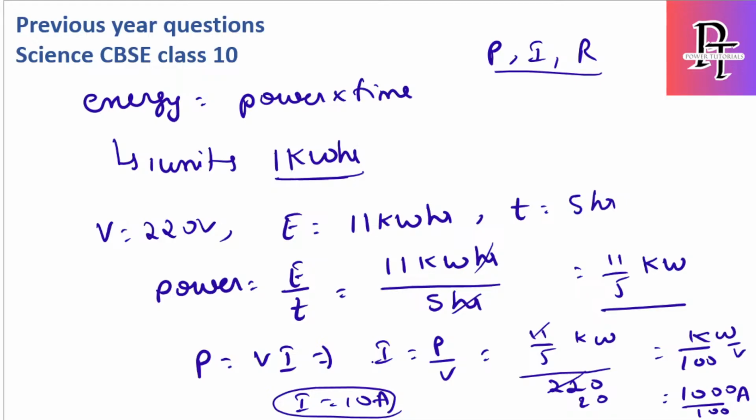Always remember to box the answers, because the invigilator will sometimes directly see the answers, and they can directly give you the full marks. Still the steps are important, but at the ending part always remember to box your answers. And the last one, you need to find the resistance value, which is the R value.